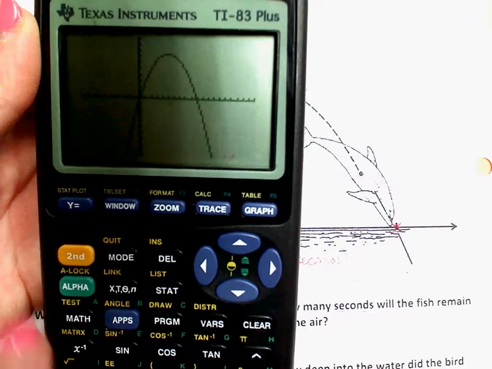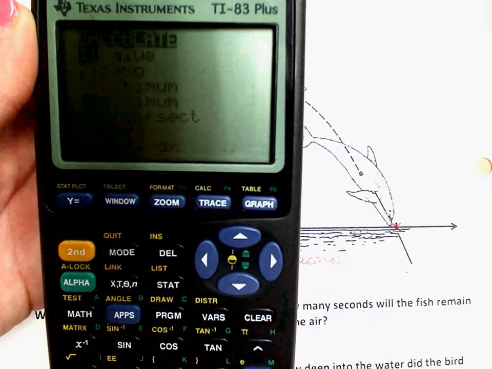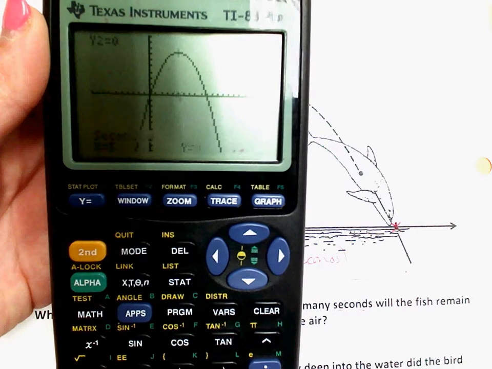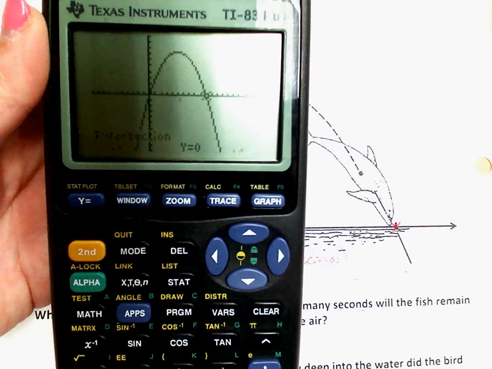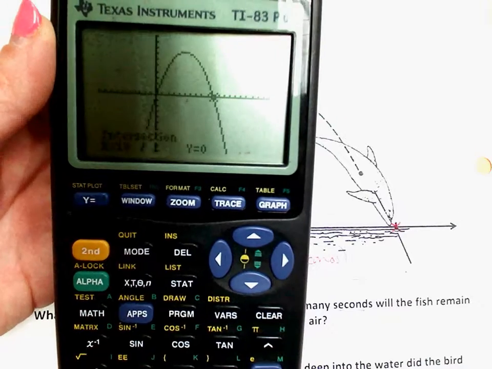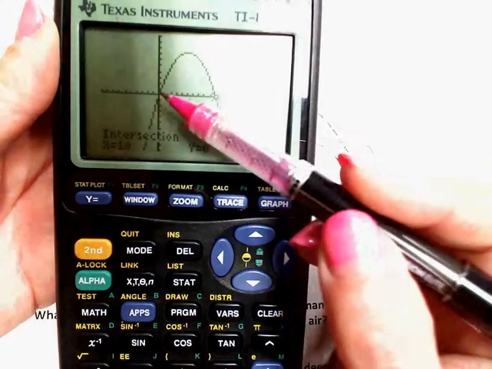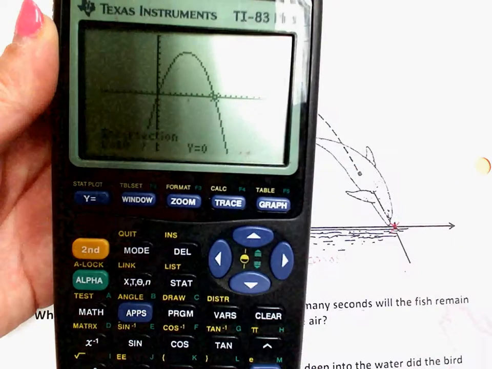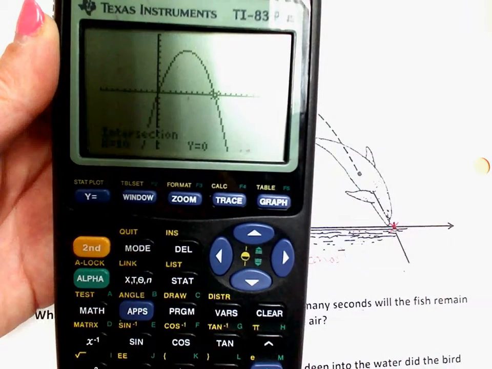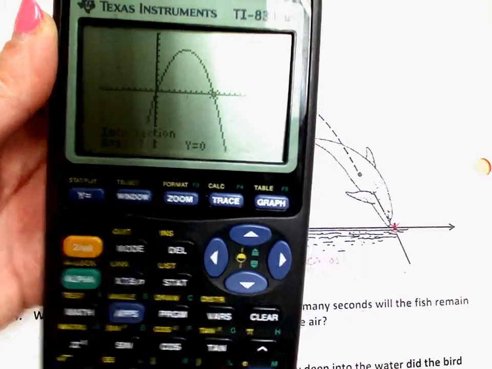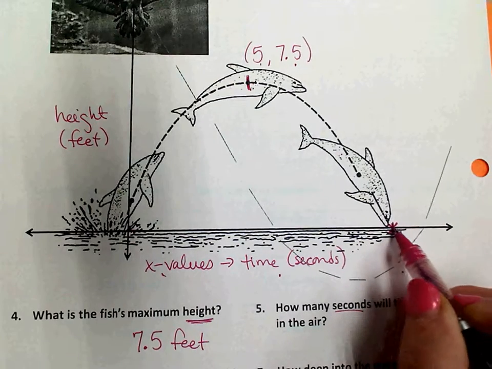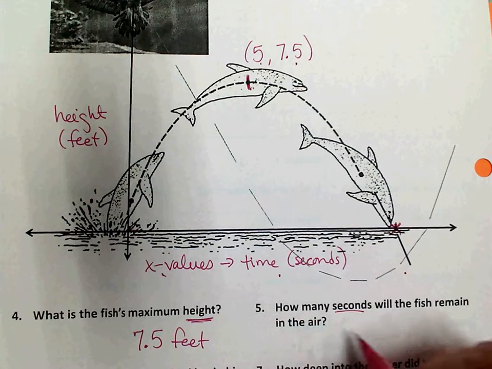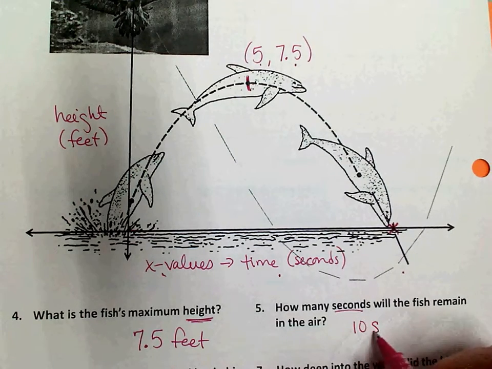Alright, try it one more time. Calculate the intersection. There we go. I was afraid it was going to drop me back to this one again. I probably should have moved it closer to this one first, but it went over there to that one. So my intersection at 10, 0, means that at 10 seconds, the fish was at a height of 0 because he was coming back into the water. So how long did he remain in the air? 10 seconds.